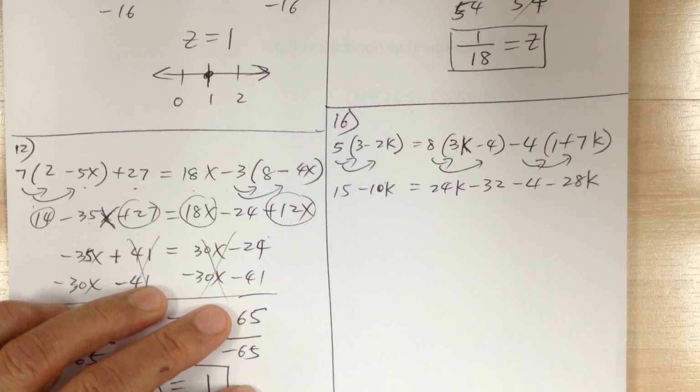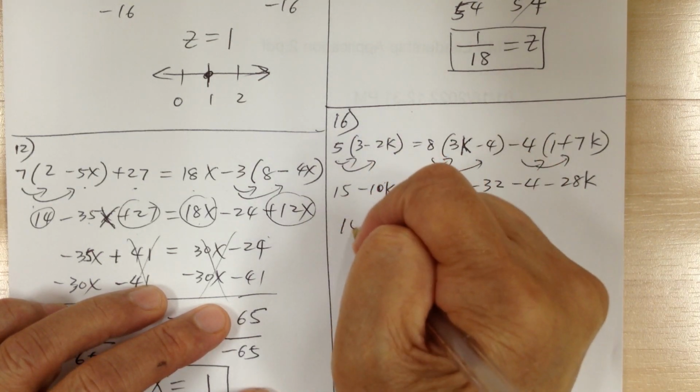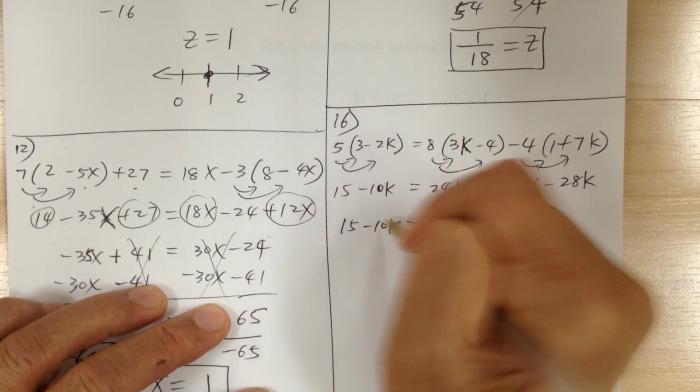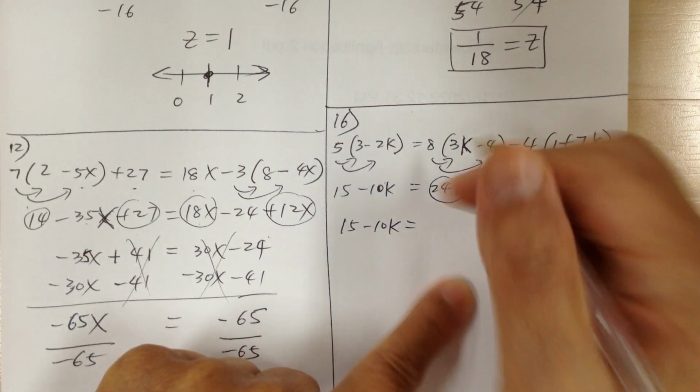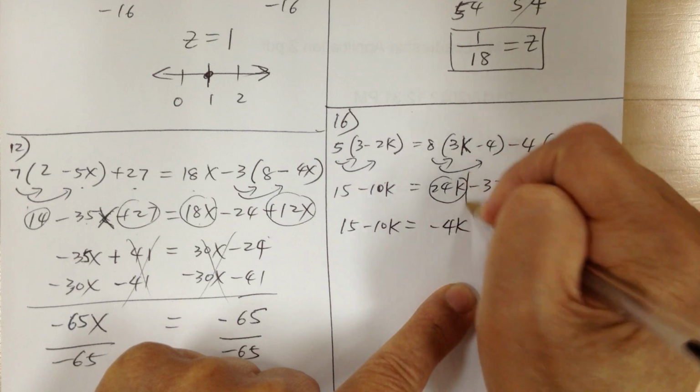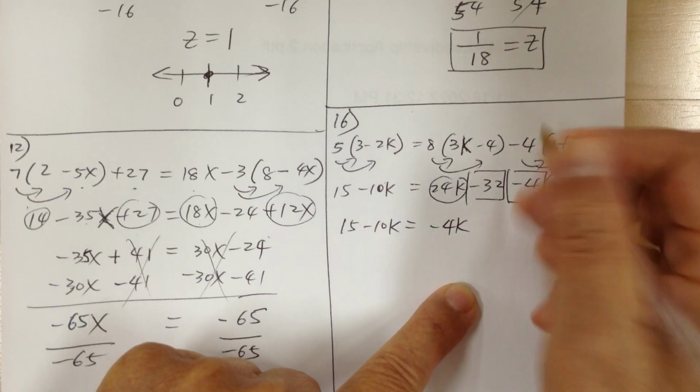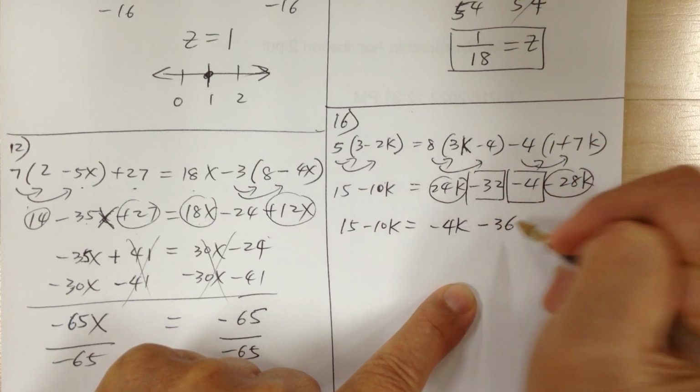And then next, let's go and combine the like terms. This side does not have anything to combine, so just leave it. Okay, so this one you can combine with this one, so you get minus 4k. And this one, same sign you add the numbers, so it'll be minus 36. Okay?